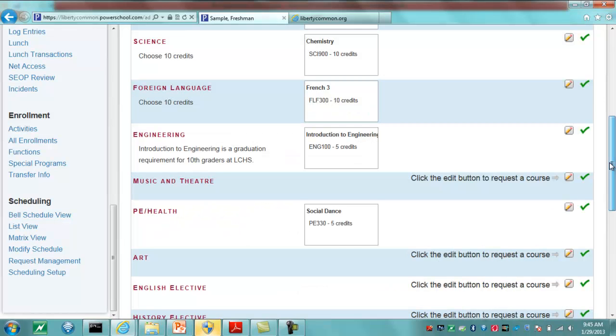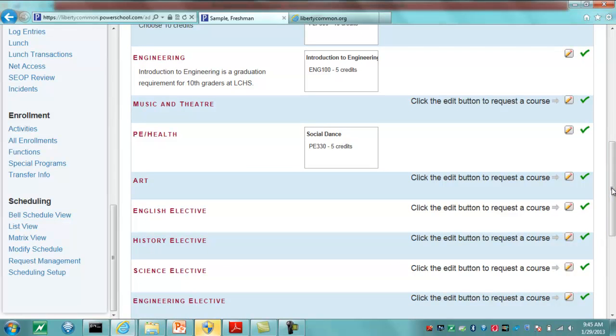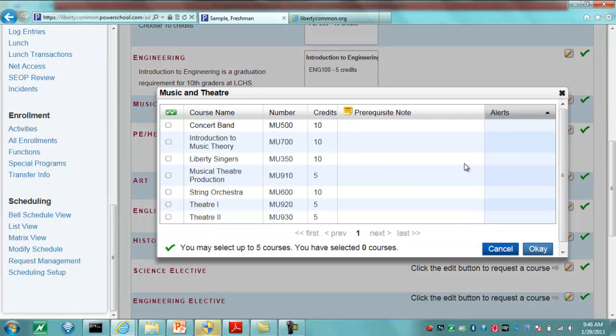Now we're looking at elective options. You've chosen 55 credits so far with the classes that you've picked. And so you have 15 to 25 more credits, depending on if you're going to do study hall, to choose elective courses. Music and theater.